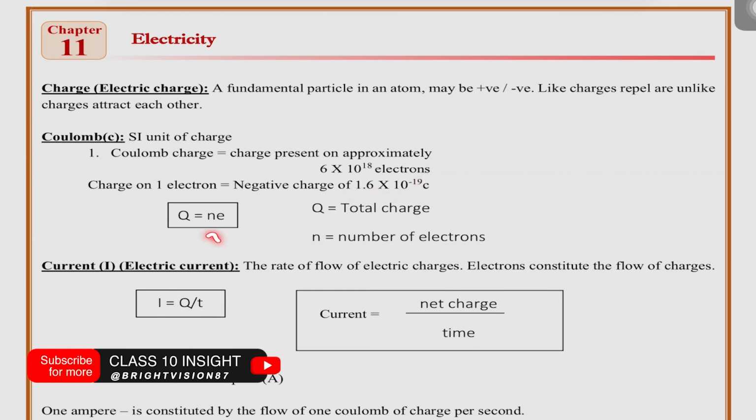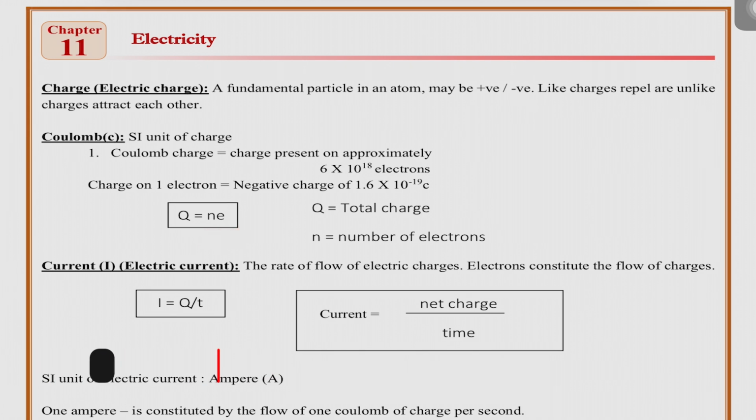Q is equal to N into E, very important from examination point of view, which says that the total charge in any particle will be equal to number of electrons along with charge of one electron, which is nothing but 1.6 into 10 to the power minus 19 coulomb. Coming to the current.